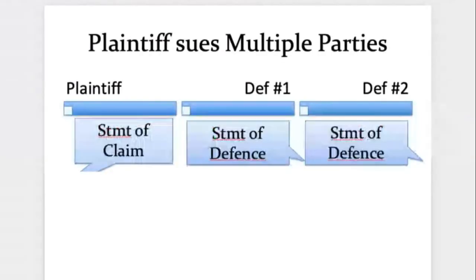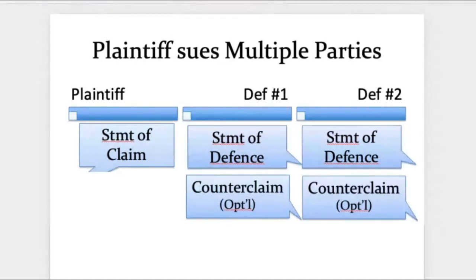Okay, so let's talk a little bit about pleadings in cases with more than two parties. These were not in your readings, but I did want to take you through it. First of all, we should know that the plaintiff can sue multiple parties. A statement of claim can name multiple defendants.